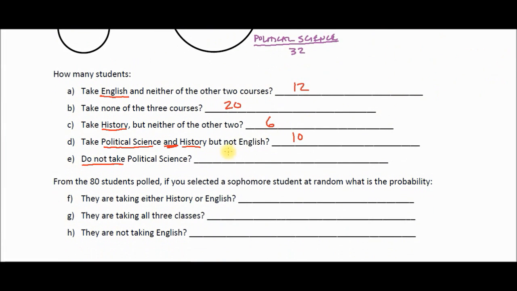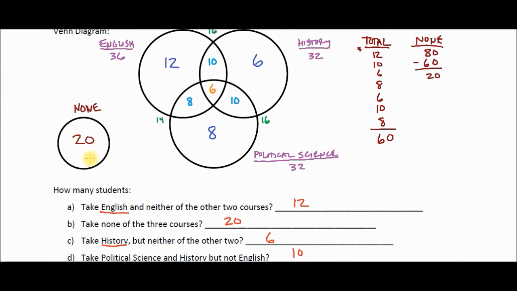20 plus 12 plus 10 plus 6. Let's see that. That's 32, 42, 48. 48 students are not taking political science. When you say something, but do not take something, don't forget sometimes the none will be 0, but in this case we got 20 students that for sure are not taking political science because they're not taking any of them.